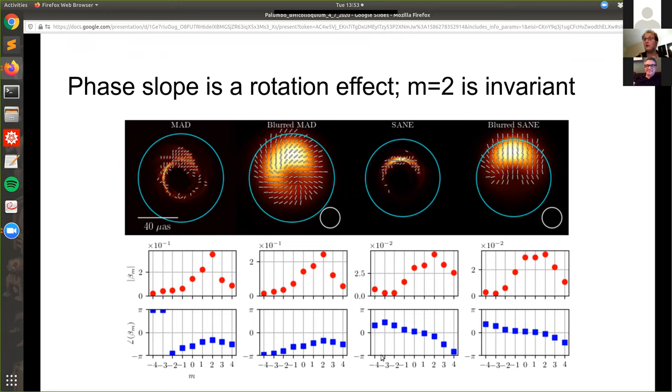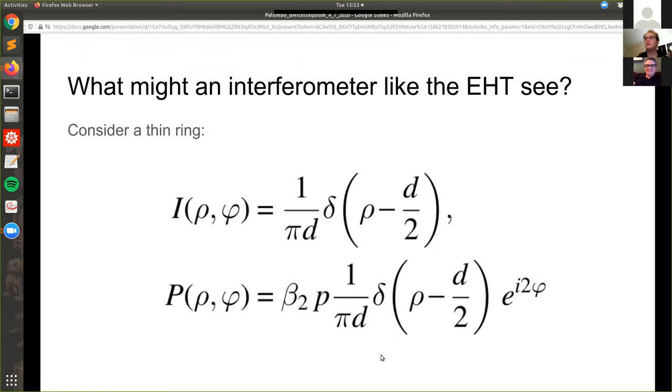However, if we're going to be looking primarily at the m equals 2 mode, we don't need to worry because it's rotationally invariant, so the phase will not slide around as you rotate. So for our purposes, we don't need to worry too much. But again, down the road, we're looking at this with an interferometer, so it's worth considering what an interferometer like the Event Horizon Telescope might see.